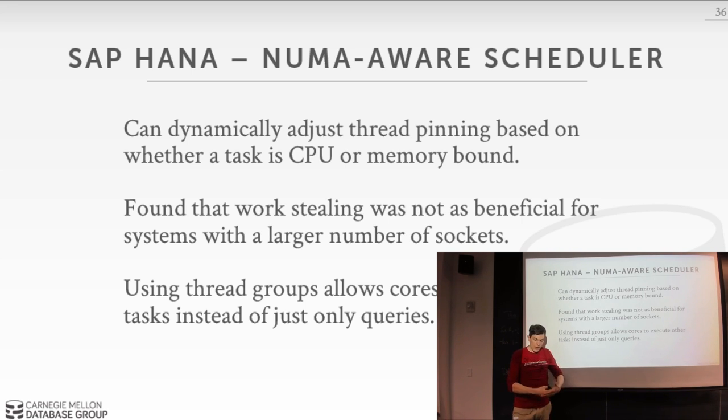His question is, why would it be two different queues? Some tasks you may want to allow other threads to steal the work from one group to another. That would be the soft queue. And then the hard queue would be things you can't steal. But as they said, when you have a large number of sockets, it's better to put everything in the hard queue.